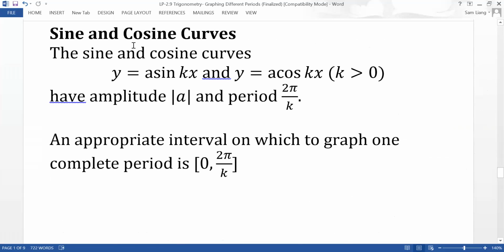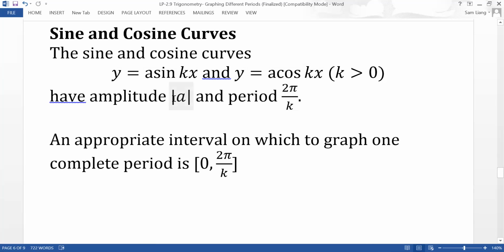notes here. Okay, so here, sine and cosine curves. The sine and cosine curves, y equals a sine kx and y equals a cosine kx, assuming that k is positive, k is greater than 0, have amplitude absolute value of a, and period 2 pi divided by k. So you're just going to take that k value, and then 2 pi divided by that number is going to be your period. So for the do now, where it was cosine 2x, the period would be 2 pi divided by 2, or just pi.